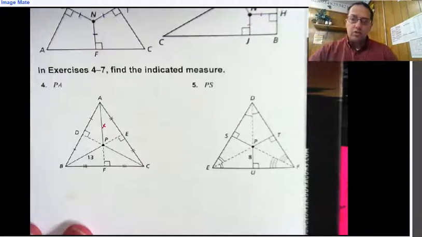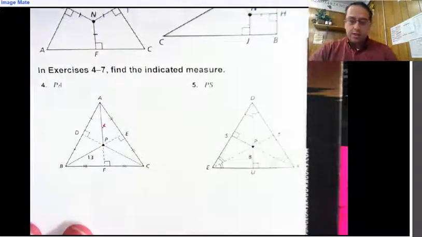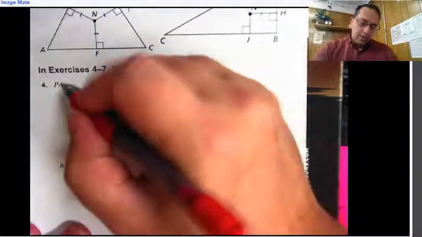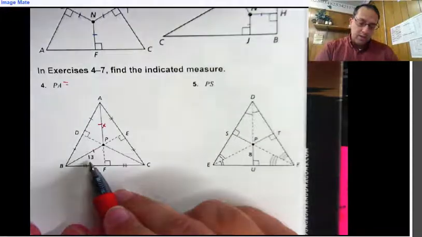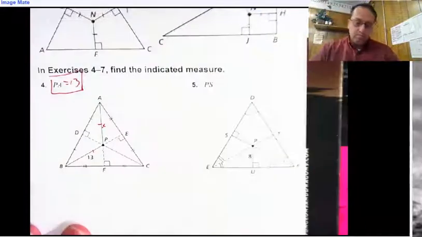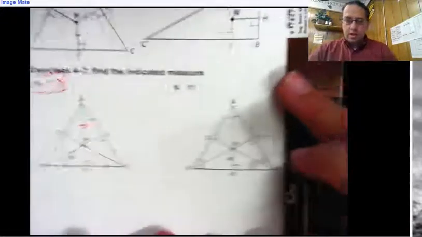And as we said, the circumcenter is equidistant from the vertices, which means the distance from P to A is the same as the distance from P to B. So these are congruent, and so that means PA, very simply, is going to be this 13 right there. That was simple. Okay, let's take a look at number 5.